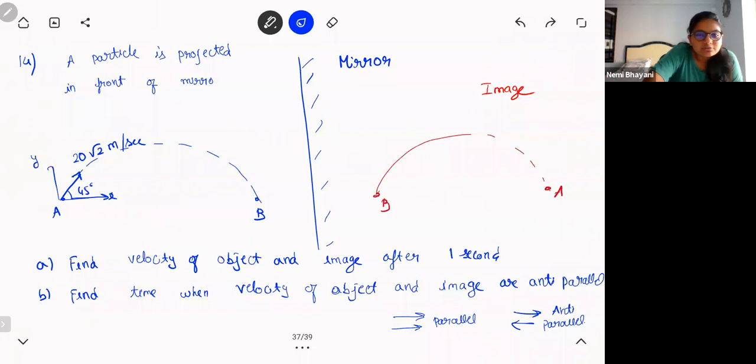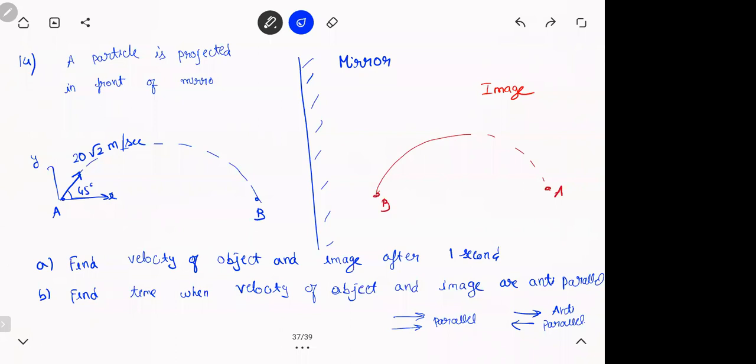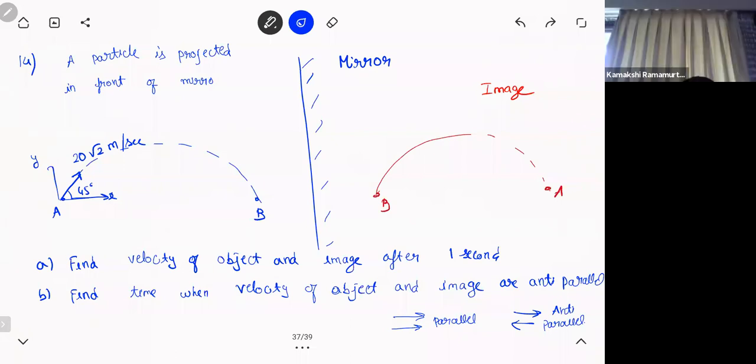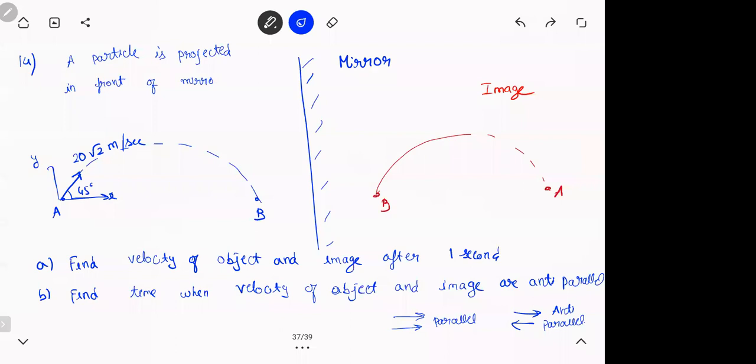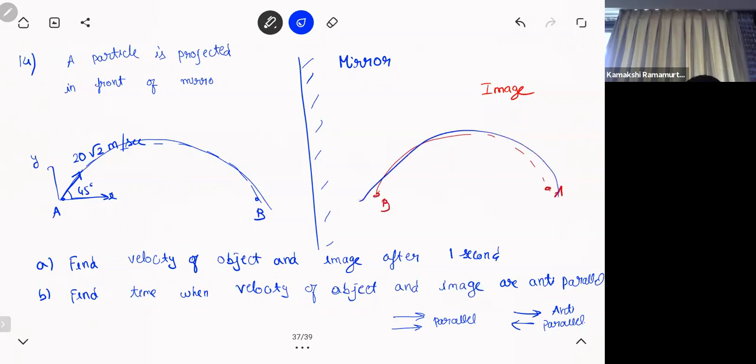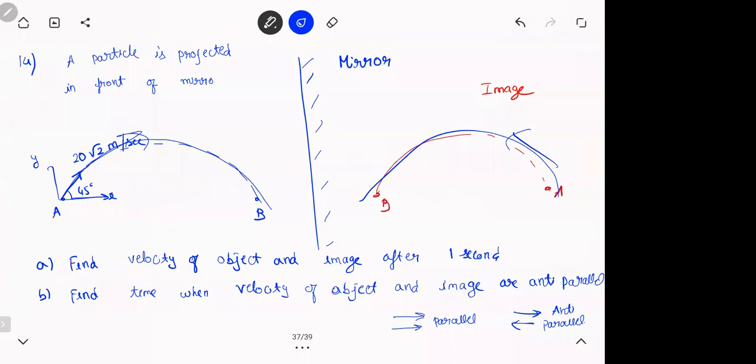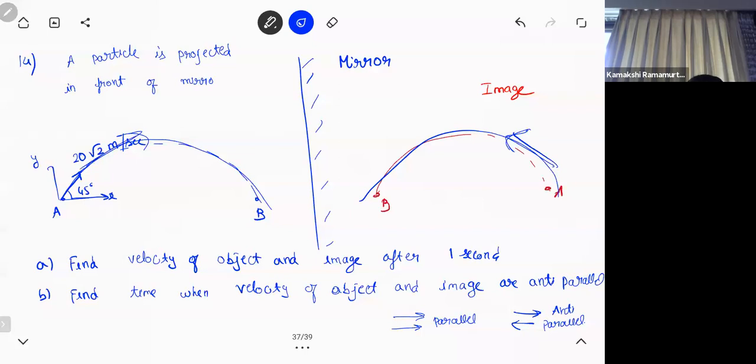Sir, can you explain the B part of the question? Find the time when the velocity of the object and image are opposite to each other. So is it 2 seconds? The B part? Yeah, get the first part. B is right. So see now, basically it's going like this, it is going like this now. In the first part, you have to find the magnitude or the vector? Vector. So it'll be 20 i cap and 10 j cap.